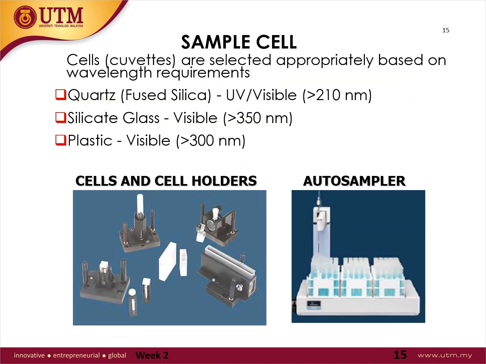Okay, now we move towards the third part of our UV VIS spectroscopy instrument, which is the sample cell, the heart of the whole instrument, whereby it contains your analyte. You put your analyte inside a cuvette, but which cuvette to be used? Okay, it's all depending on your sample.